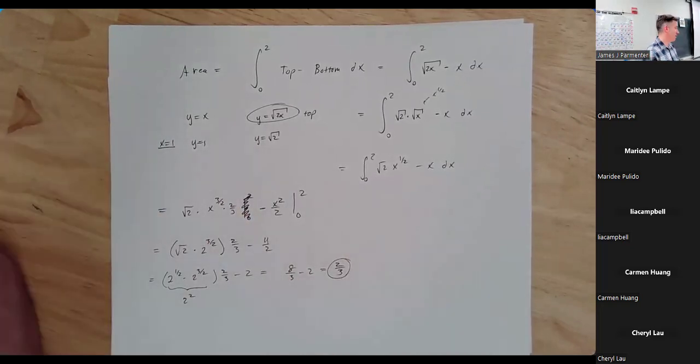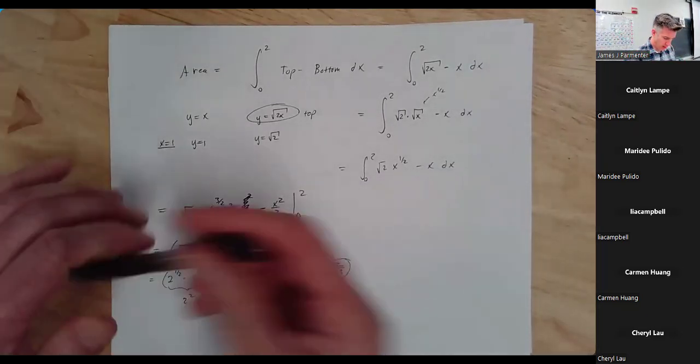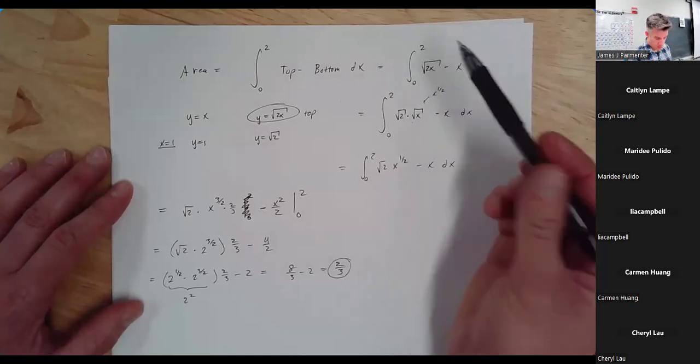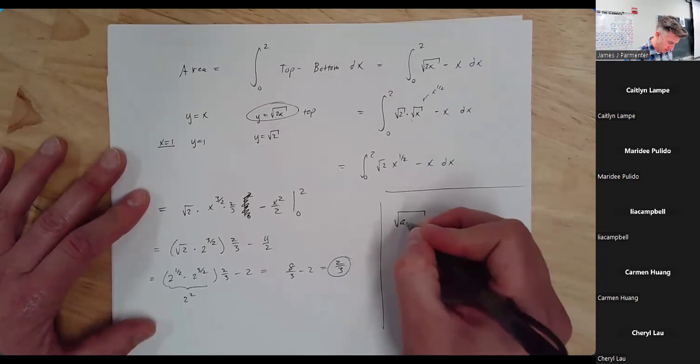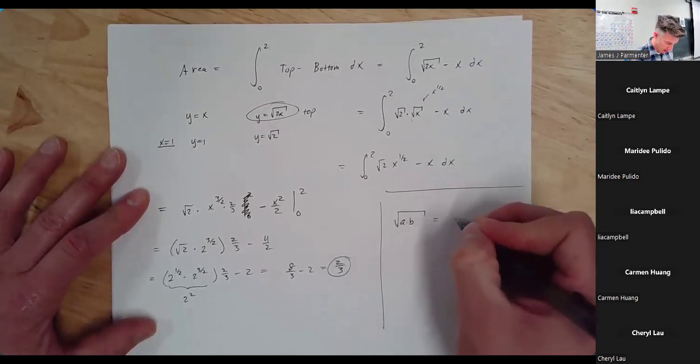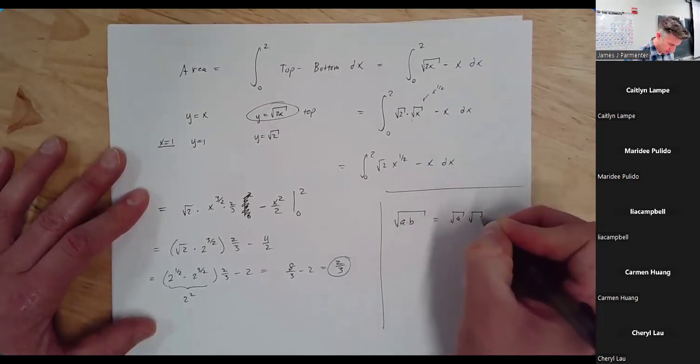So lots of ways to go about doing these things. Where did that square root come from? The square right here. Yeah. So there's a rule about square roots that says if you have the square root of a product of two positive numbers, you can always break it apart as the square root of a times the square root of b.